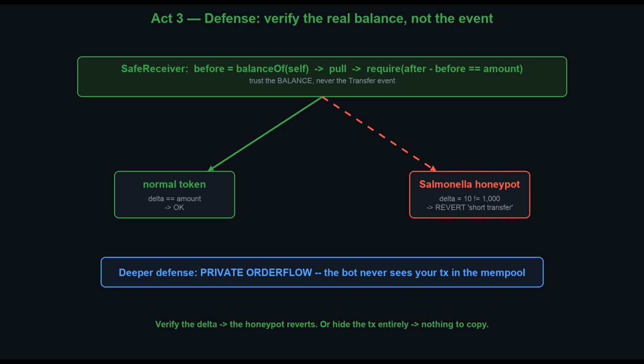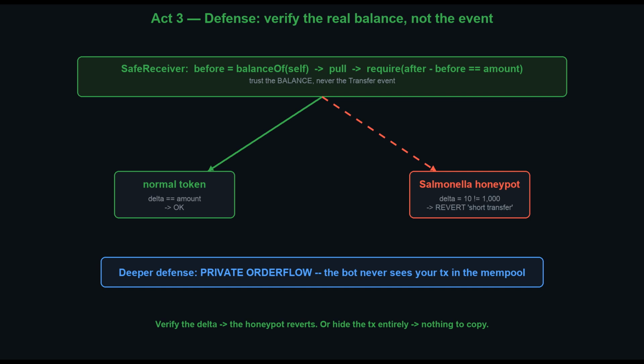Act 3, the defense. The honeypot works because the bot trusted the transfer event or a naive simulation instead of checking reality. So the fix is simple. Never trust the event, verify the real balance. On the diagram, a careful integrator pulls the tokens, then reads its own balance before and after, and requires that it actually rose by the amount expected. Against the honeypot, only 10 arrive, so the check fails and the whole transaction reverts, no loss.